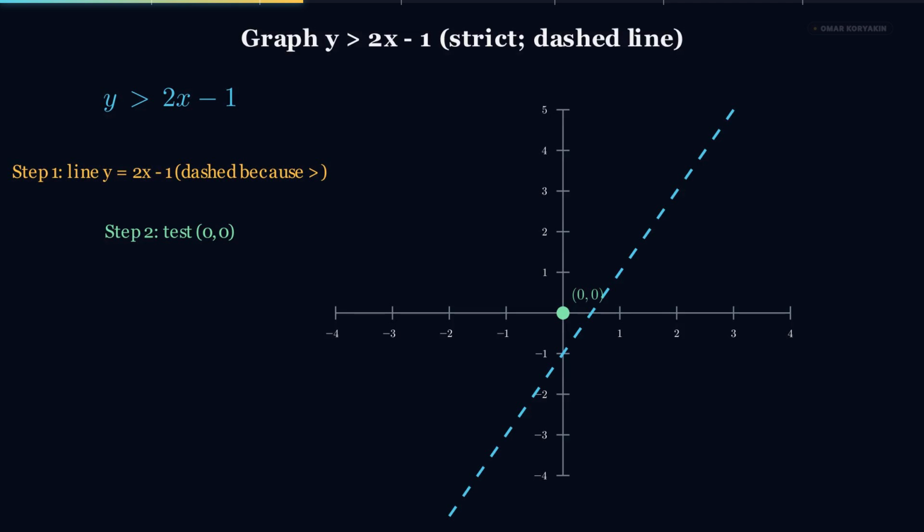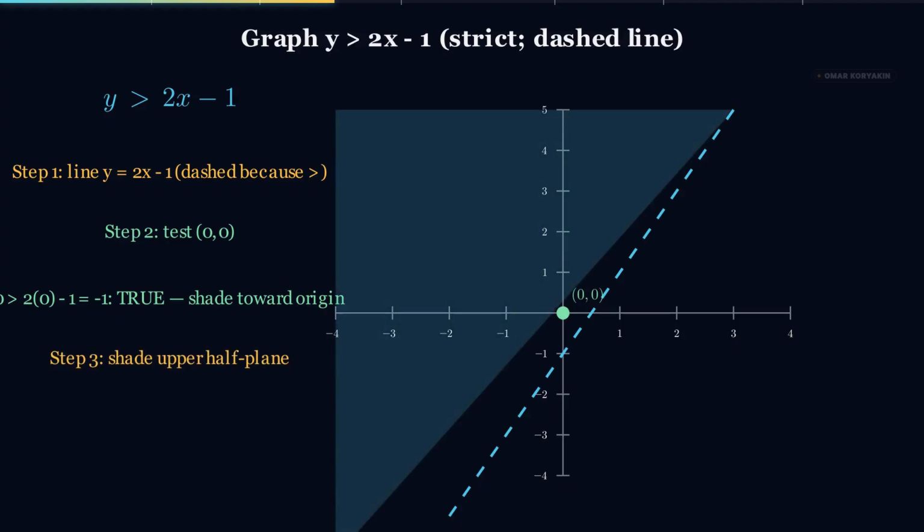The origin (0, 0) is not on the line because plugging in gives 0 equals 2 times 0 minus 1, which equals negative 1, and 0 is not equal to negative 1, so the origin is a valid test point. Step 3. Plug the origin into the original inequality, y greater than 2x minus 1. Substitute x equals 0 and y equals 0: 0 greater than 2 times 0 minus 1, which equals negative 1. So the inequality reduces to 0 greater than negative 1, which is true. The origin satisfies the inequality, so shade the half plane containing the origin.